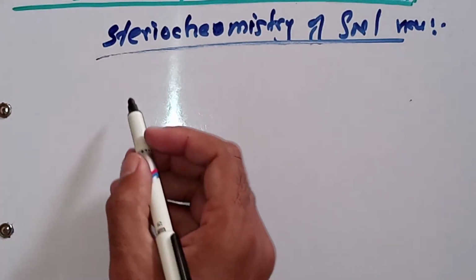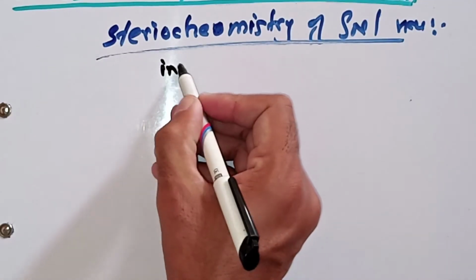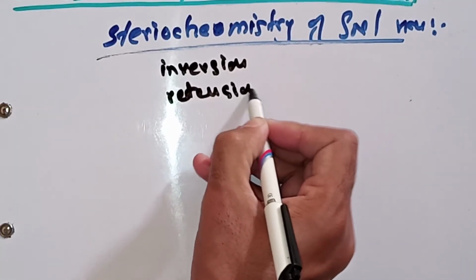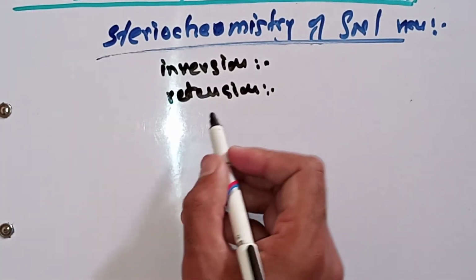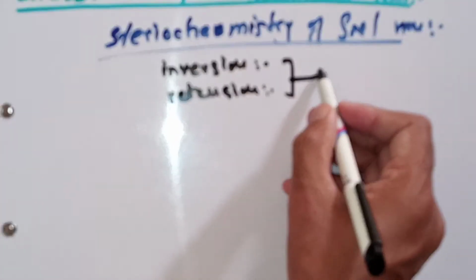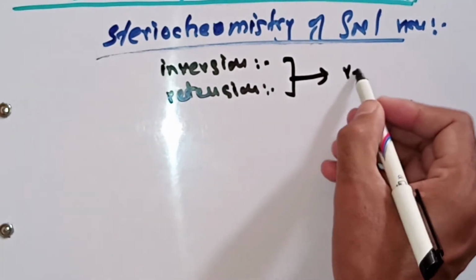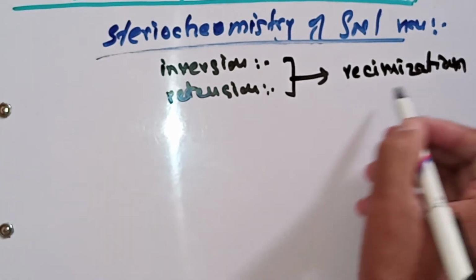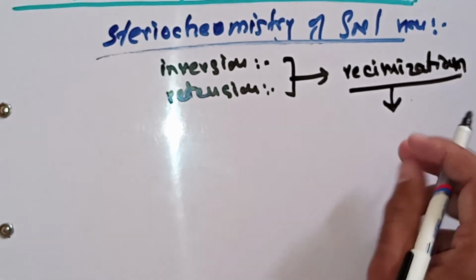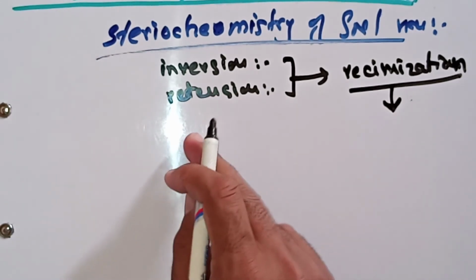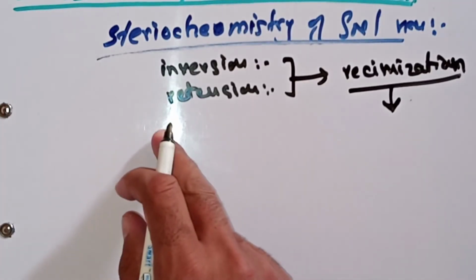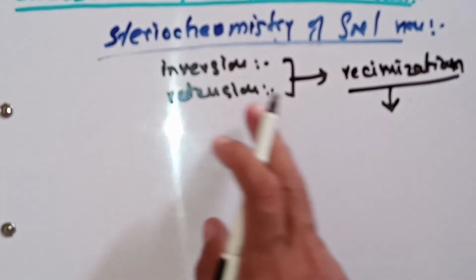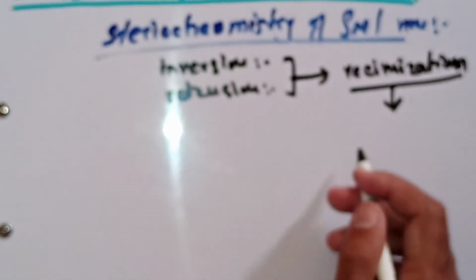As I explained, there are two possibilities in the SN1 reaction. One is inversion of configuration and one is retention of configuration. So there is the same possibility of inversion and retention. That's why another term is used here: racemization. Racemization is the mixture with the same quantity of retention product and inversion product.